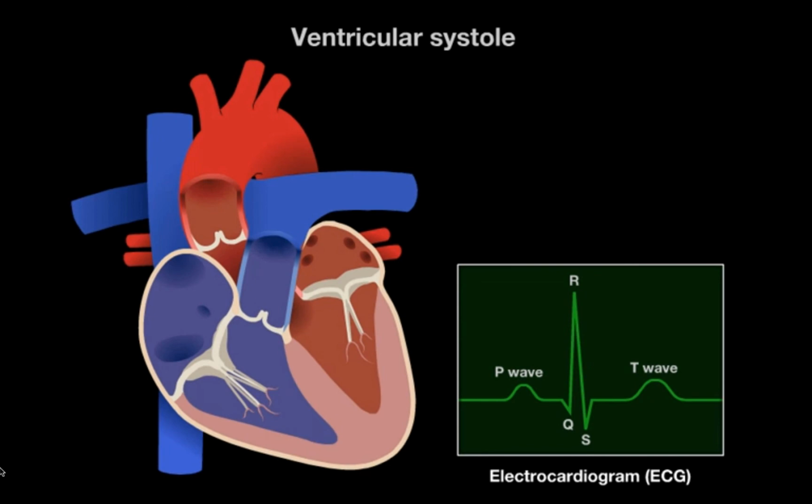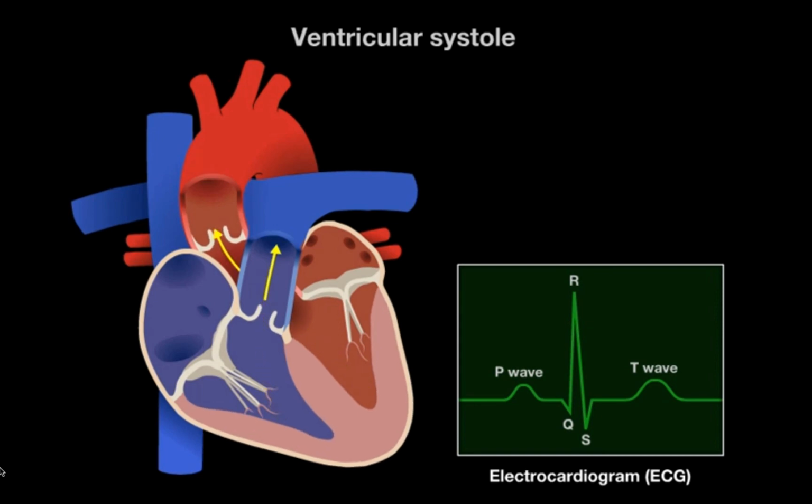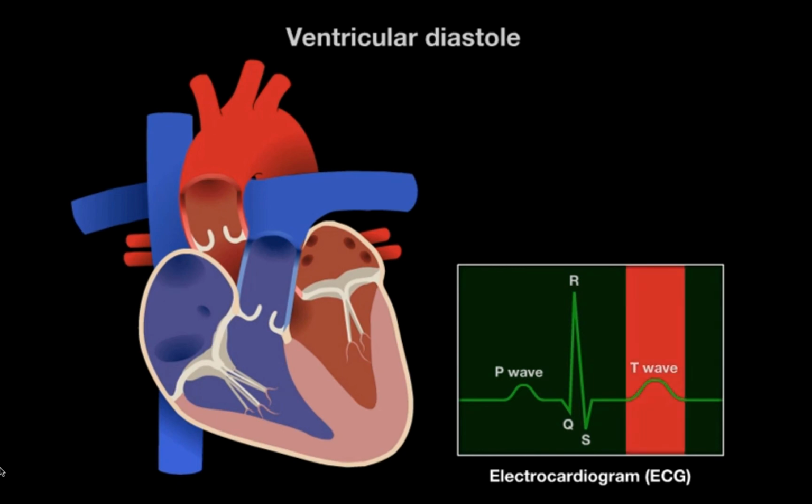With continued contraction, ventricular pressures increase until they are higher than those in the pulmonary trunk, and aortic valves open and blood is ejected from the ventricles. Ventricular systole is represented by the ST segment on the ECG. In ventricular diastole, or relaxation, the ventricles repolarize. The T wave on the ECG represents this ventricular repolarization. Ventricular relaxation results in decreasing ventricular pressure.